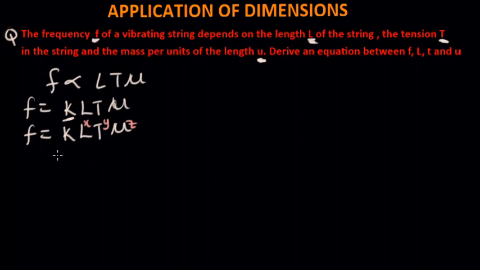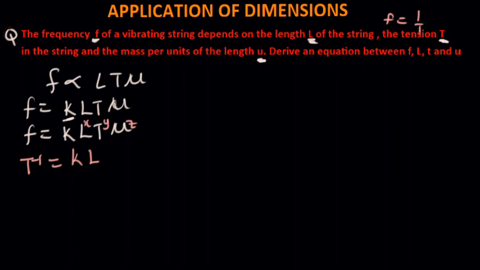Good. So now let's introduce the dimension for each of the quantities we have here. So we know that the dimension for frequency is T to the power -1, because the formula for frequency is actually F equals 1 over T. So the dimension will be T to the power -1. And this is equal to K, which doesn't have a dimension in this case. So let's leave that one, and then we'll have our L.